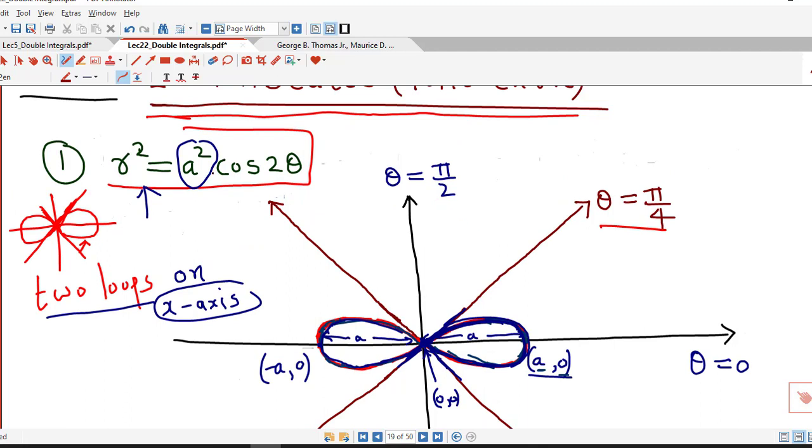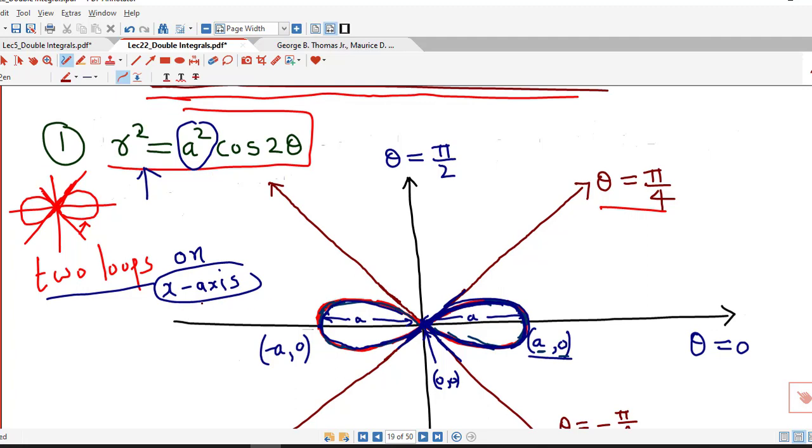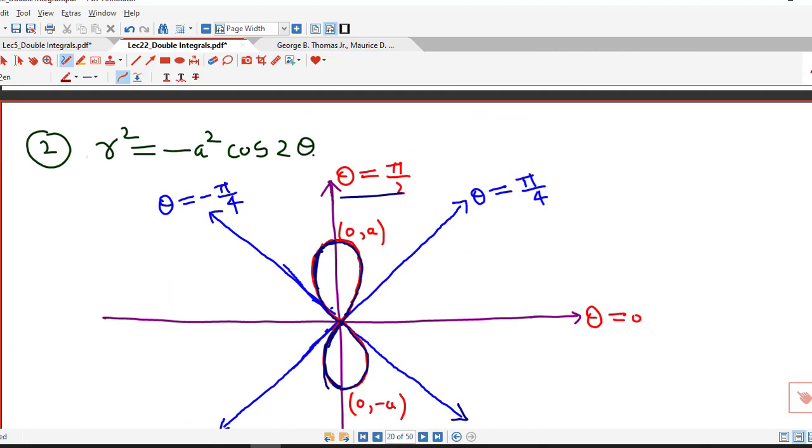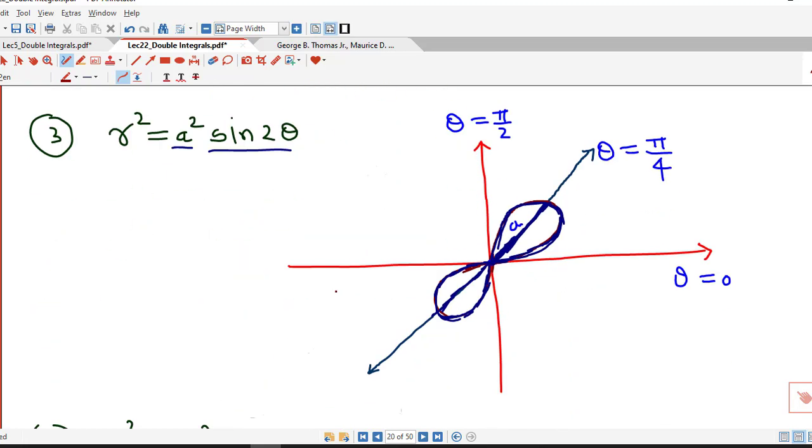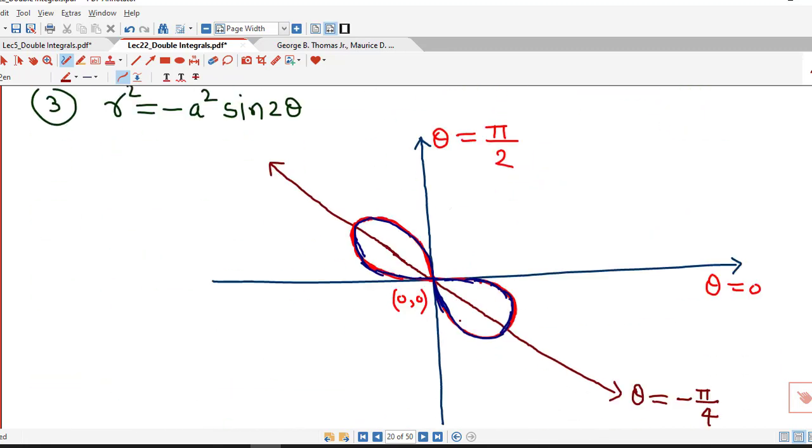R square equal to a square cos 2 theta has two loops on the x axis. If we have r square equal to minus a square cos 2 theta, the two loops are on the y axis. If we have r square equal to a square sin 2 theta, the two loops are in the first and third quadrants. And if we have r square equal to negative of a square sin 2 theta, the two loops are in the second and fourth quadrants.